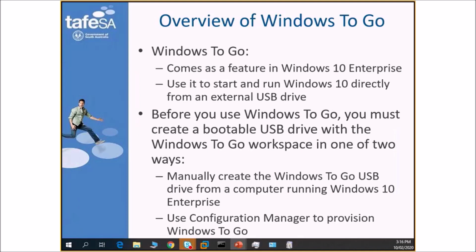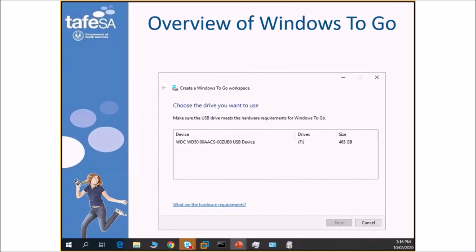Before you use Windows to Go, you must create a bootable USB drive with the Windows to Go workspace in one of two ways. Manually create the Windows to Go USB drive from a computer running Windows 10 Enterprise, or use Configuration Manager to provision a Windows to Go. So Configuration Manager is that System Center Configuration Manager I was talking about.